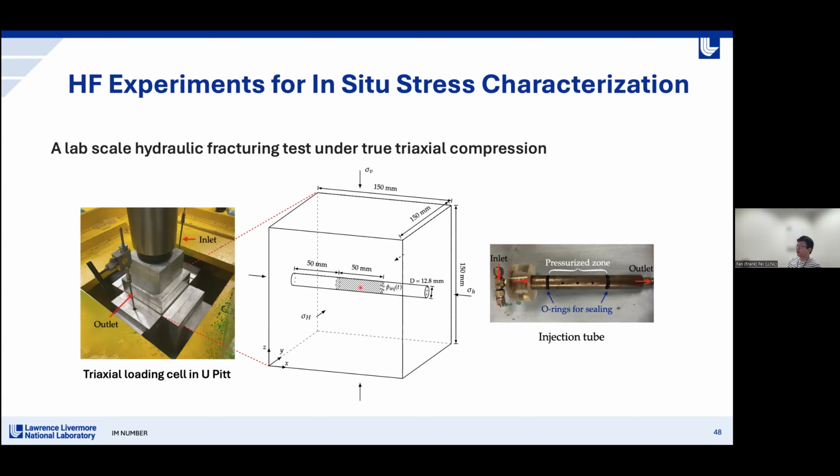One thing to note is that we only pressurize this middle shaded area along the wellbore to make sure the fracture initiates here. In order to achieve that in the experiment, our colleague at the University of Pittsburgh has designed this special injection tube, which has two O-rings on the ends of the pressurized zone. If you have further questions about this experiment, Yingxin is the person doing the experiment, so you had better ask him.